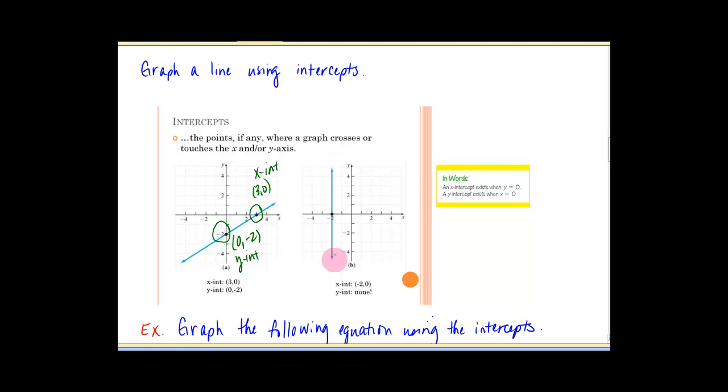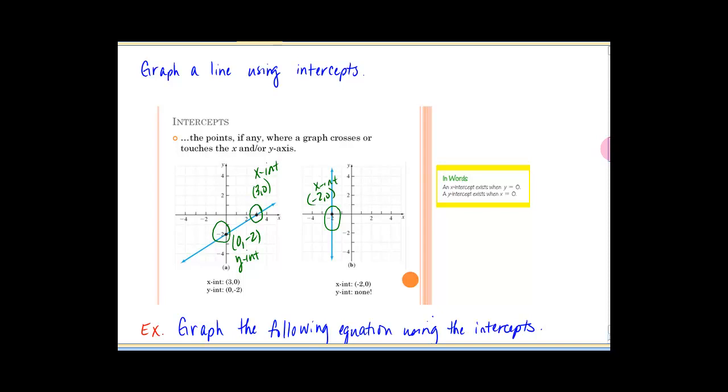What do you notice about this line over here? I notice that it's a vertical line going straight up and down. I notice that it crosses the x-axis right here at (-2, 0). That would be the x-intercept. But there is no other intercept, is there? There is no other point where it crosses the y-axis. In other words, this line right here is traveling parallel to the y-axis and it's never going to touch it. So over here I only have one intercept. This is going to be useful for us whenever we're graphing a little bit later on also.